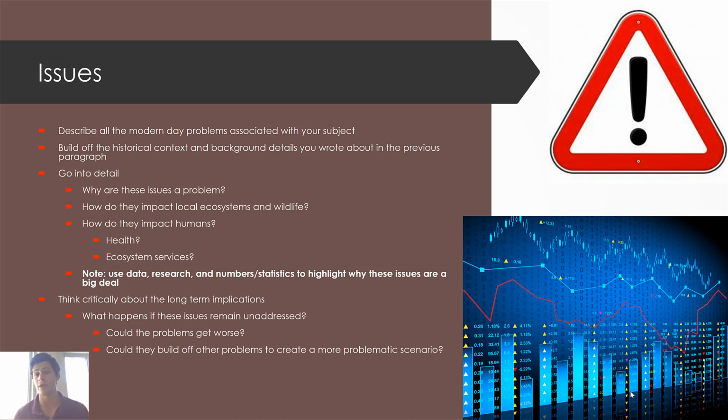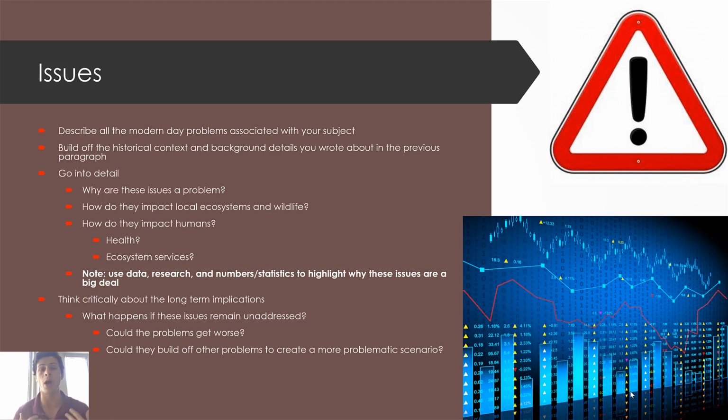If you want to talk about some of the historical issues associated with your topic, that might be more appropriate in the background paragraph that we just talked about. Now, basically, you're going to be building off of the historical context and the contextual information that you detailed and you lined up in your background paragraph. Then you're going to move forward, go into detail here.